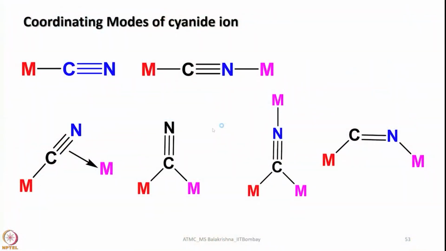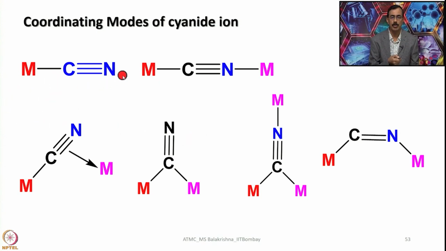So, cyanide is one of the very important ligands in coordination chemistry. Let us look into the coordinating modes of cyanide ion. The simplest one is terminal in this fashion, and you should remember we have a lone pair on nitrogen. So, it can also form bridging or dimetallic complexes through both carbon and nitrogen, something like this, and also this triple bond can coordinate to metal in this fashion, or the carbon itself can bind to two metal centers, very similar to carbon monoxide.